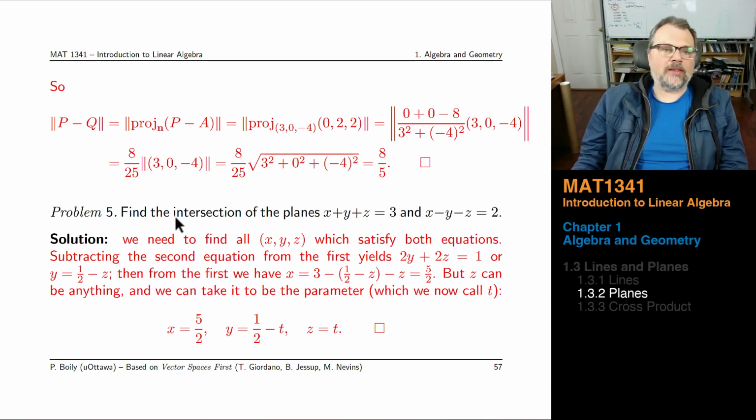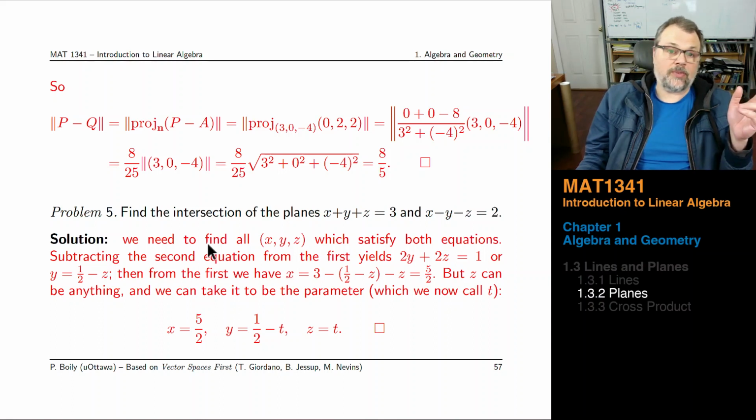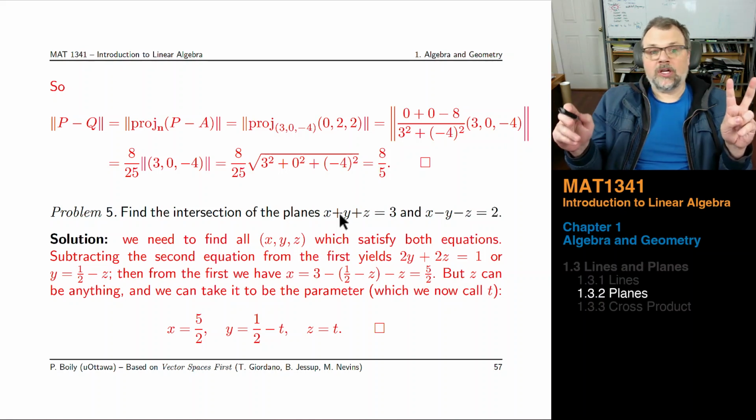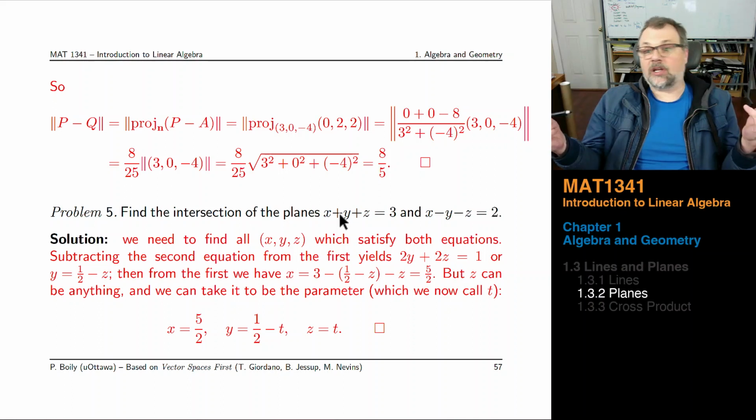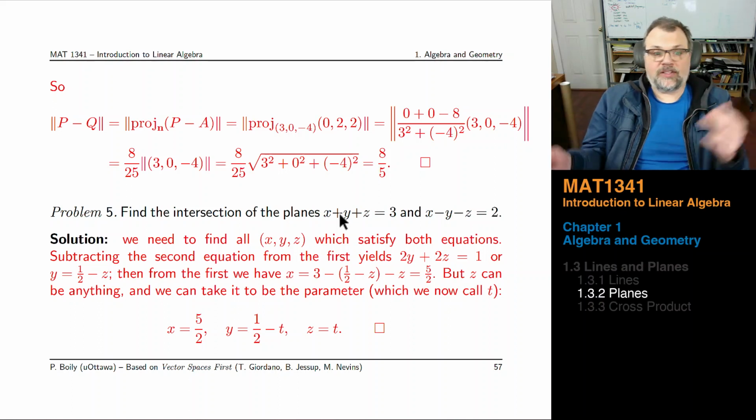How would you find then the intersection of two planes, x plus y plus z equals 3 and x minus y minus z equals 2? So for this, you need to find all of the points in R3 that satisfy both equations. There's many things you can do to get there. Here's one way in which you could do it. You could subtract the second equation from the first, right? If both of these equations are true, if you subtract one from the other one, you'll get something which is still true.